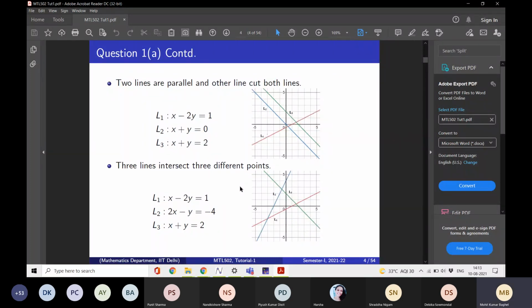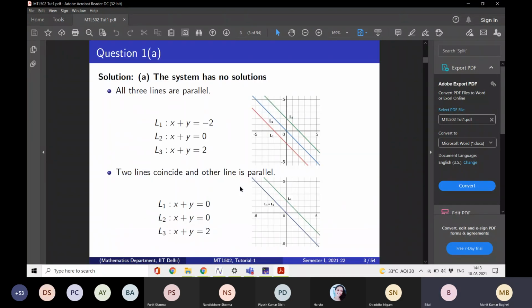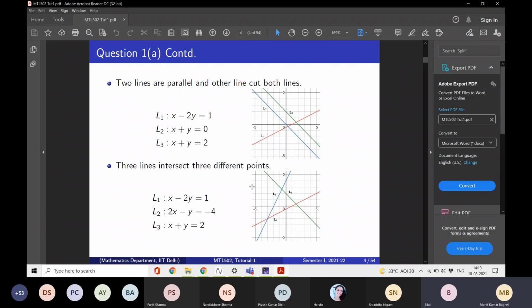Is the doubt clear? Sir, for no solution, is it necessary for the lines to be parallel? No, that is not so. We saw a case here. Here you can see the three lines, no two lines are parallel, but there is no solution. So that is also a case.